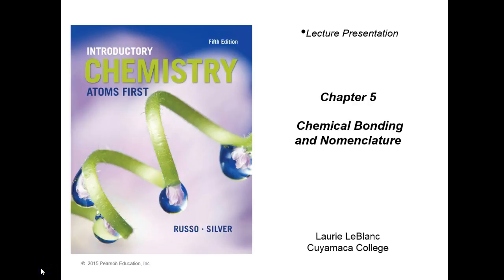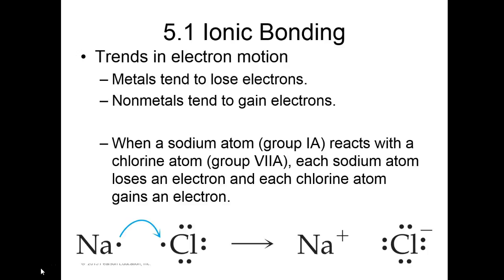In this lecture, we're going to cover Chapter 5 and Chapter 6, chemical bonding and nomenclature, and the shape of atoms and molecules. So first, let's look at ionic bonding. There are trends in electron motion. Metals tend to lose electrons, and nonmetals tend to gain electrons. Here's an example. When a sodium atom, which is group 1, reacts with a chlorine atom in group 7, each sodium atom loses an electron, and each chlorine atom gains an electron.